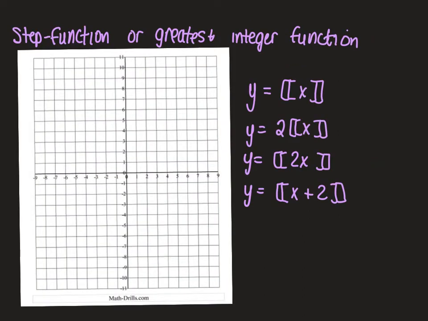All right, our first one is a step function or greatest integer function. These are what they will look like. They have double brackets with the x on the inside. They could have a coefficient on the outside of the double brackets. They could have a coefficient inside the double brackets. They could have a plus or a minus 2. In general, you're going to have a dot, and then you're going to have a line.